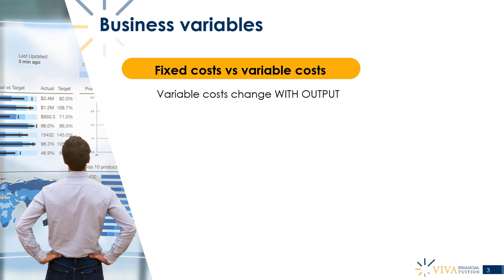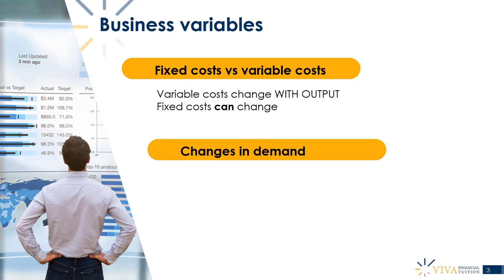Or thinking in your own life, something like your phone bill. When you make more phone calls or you use more data, then you pay more. That's different to a fixed cost, isn't it? A fixed cost doesn't change with output. That's something like your rent. Now, it's worth noting that fixed costs can change. So your rent can go up, the landlord can put up your rent, but it's not because you've made more units that you're paying more rent. So it's not that it's varying with activity.